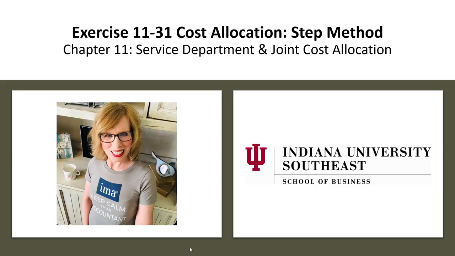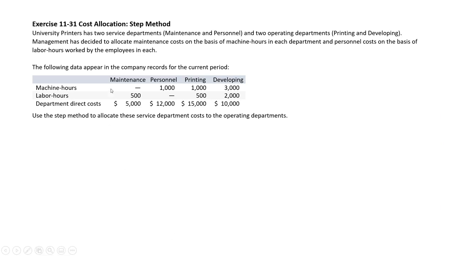In this video, I'm going to cover the step method of cost allocation for service departments using exercise 11-31 as an example. So I have two service departments, maintenance and personnel, and I have two operating departments, printing and developing. Maintenance is measured by machine hours, and we can see the service and machine hours that it provides not only to the operating departments, but also its fellow service department, personnel.